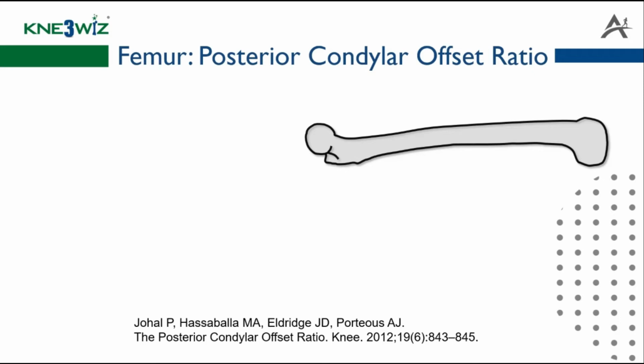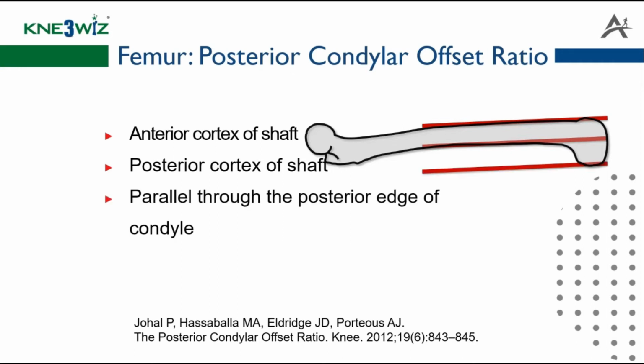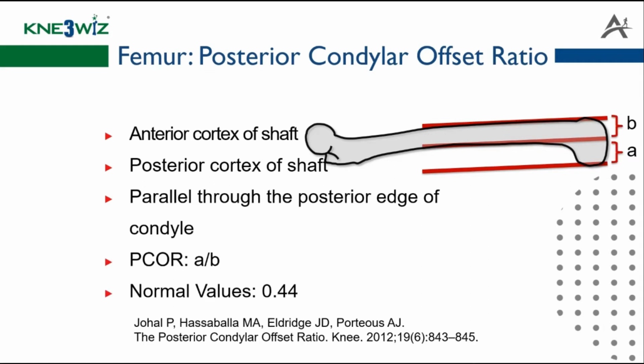Moving to the next variable used for sagittal planning, posterior condylar offset ratio. Three lines are defined: first the anterior cortex of the shaft of distal femur, the posterior cortex of the shaft of distal femur, and a line parallel through the posterior edge of the condyle. The ratio of distance between the two posterior lines to the distance between two cortical lines is called posterior condylar offset ratio. The normal value is 0.44.